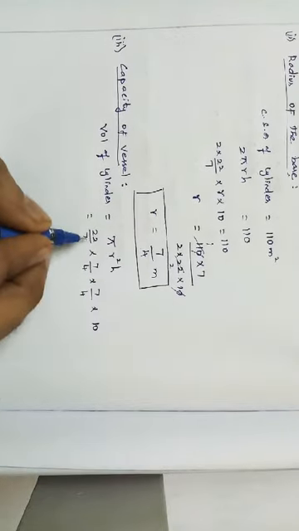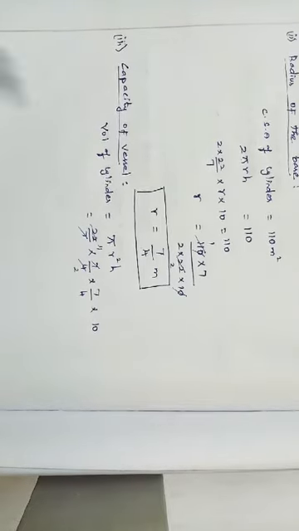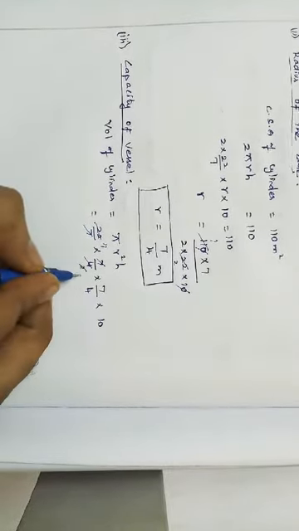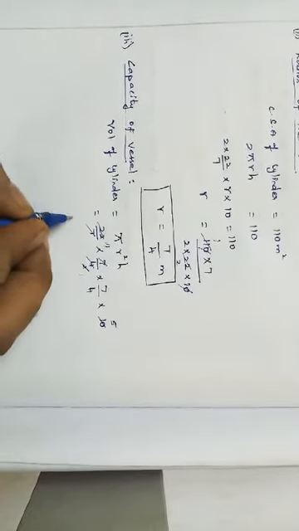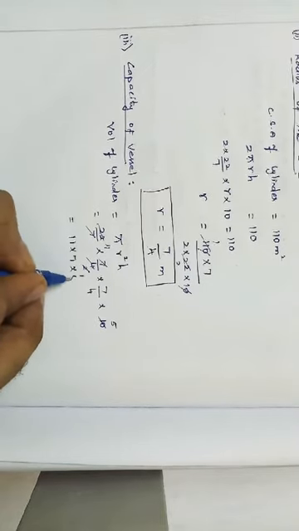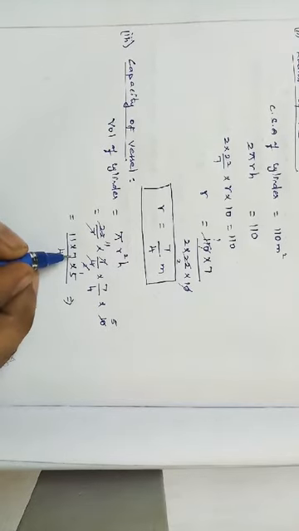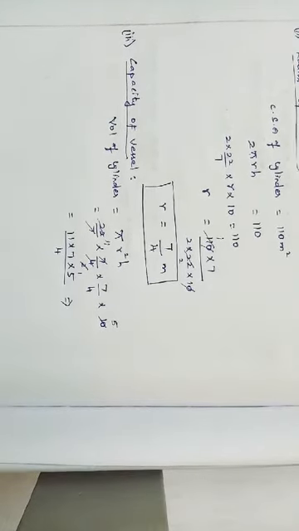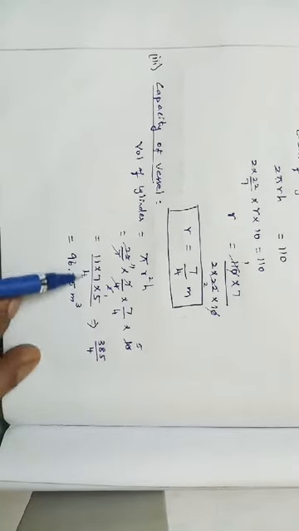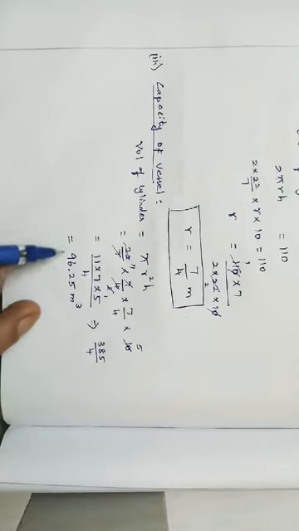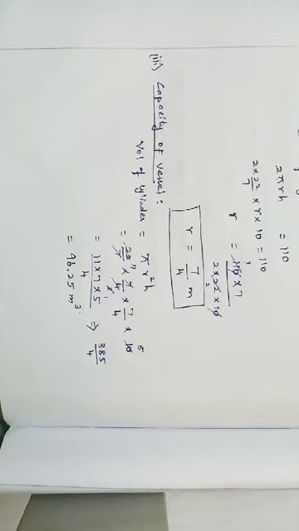So into 10. Simplify, 7 ones are 7, 4 we can cancel, 2 times 11, and 2 ones are 1, 5 times. What is remaining in the numerator and denominator? 11 into 7 into 5 divided by 4. 11 sevens are 77, 77 into 5 is 385, divided by 4. When we simplify, we get 96.25 meter cube. But now we have found only the volume.